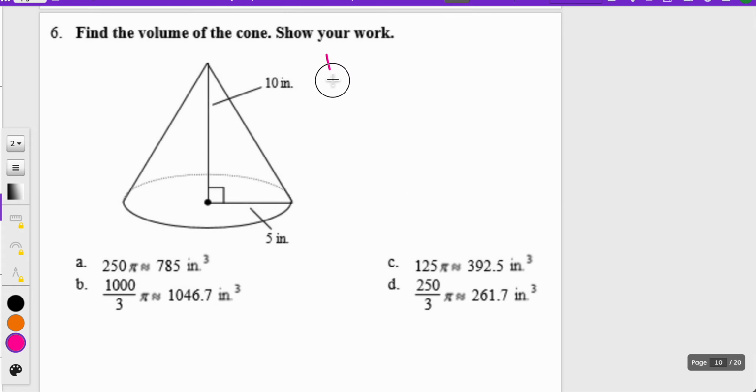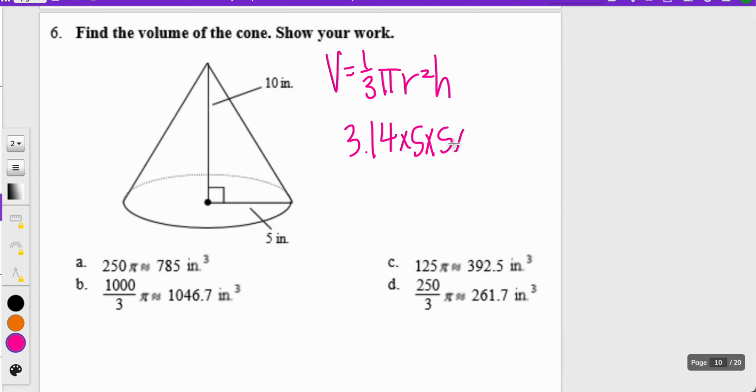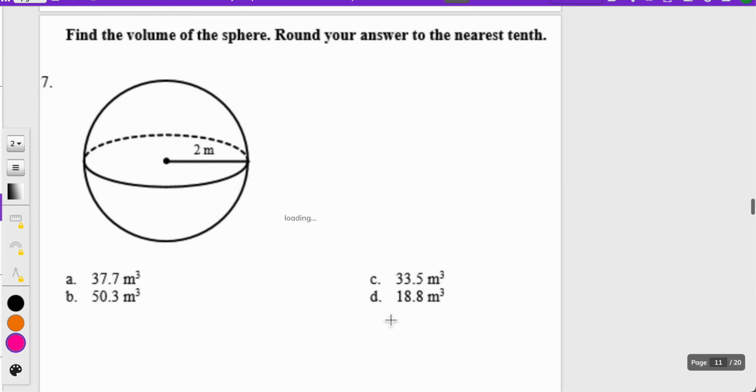Number 6 is another cone. So again, that's 1/3 pi r squared times the height. So 3.14 times 5 times 5 times 10, and then divide everything by 3. So that's pi times 25 times 10 divided by 3. I'm getting 261.6 repeating. We're just rounding that to 261.7, option D.